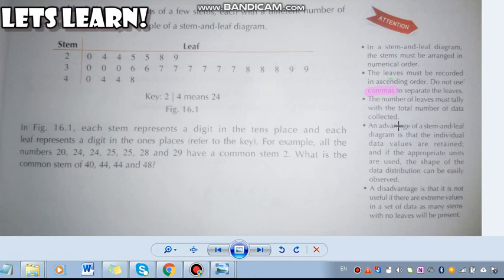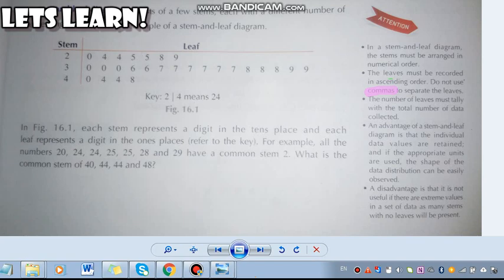And an advantage of a stem and leaf diagram is that individual data values are retained, that is, all the data values get stored through it, and if the appropriate units are used, the shape of the data distribution can be easily observed. We can see how much the data is spread out. A disadvantage is that it is not useful if there are extreme values in a set of data, as many stems will have no leaf present. What will this mean?